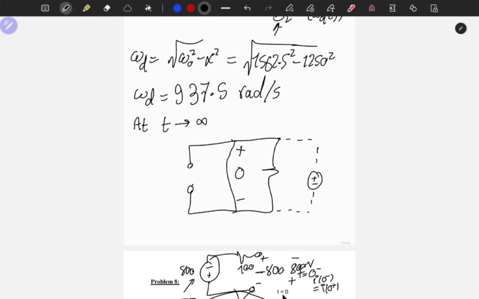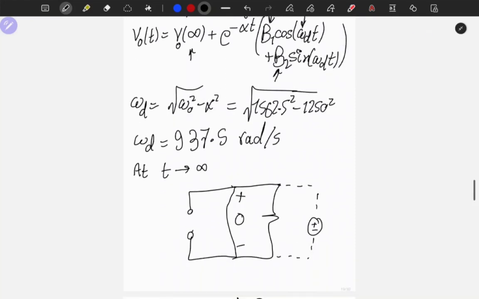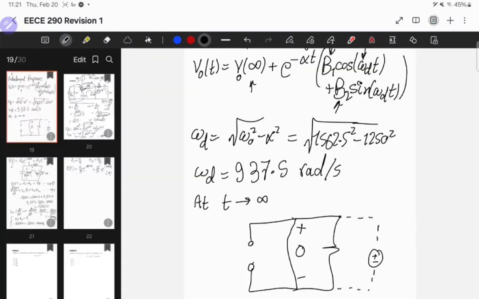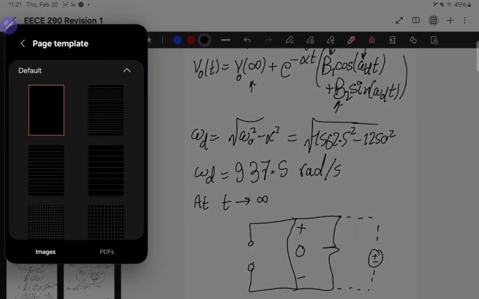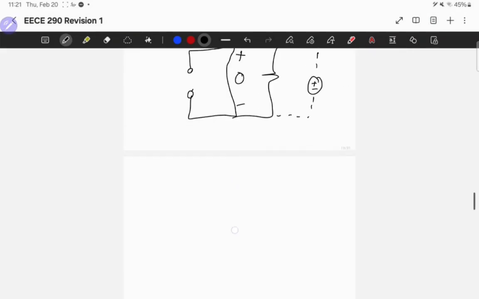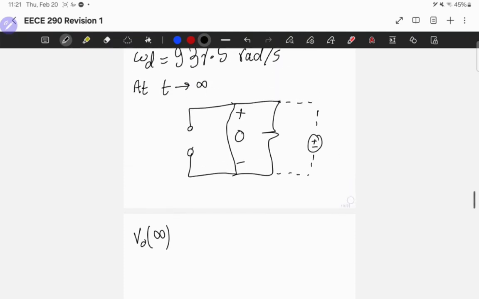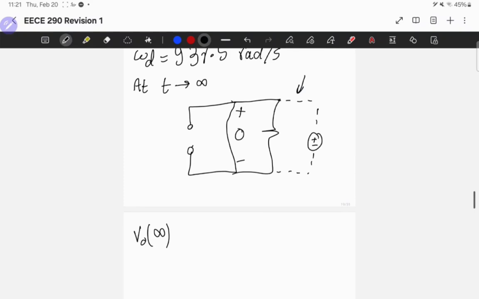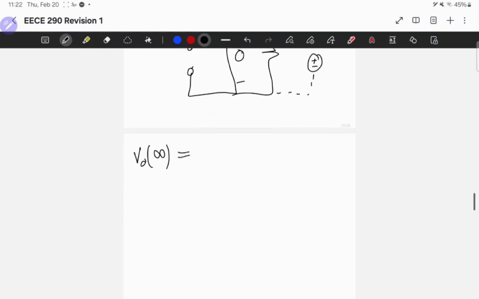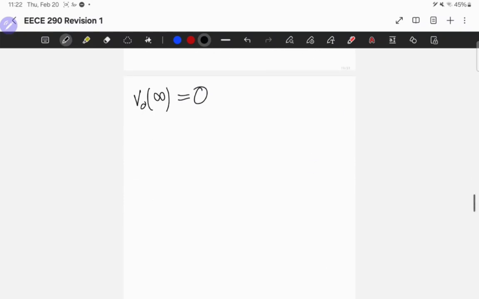So let's add a new page. So V at infinity will be equal to 0. Nothing is giving a voltage. I don't have a voltage connected to my network at t equal infinity. So V0 is equal to 0. Fine. I'm left with B1 and B2. Now, how do I get B1 and B2? Here's B1, here's B2. I need to get these two values.